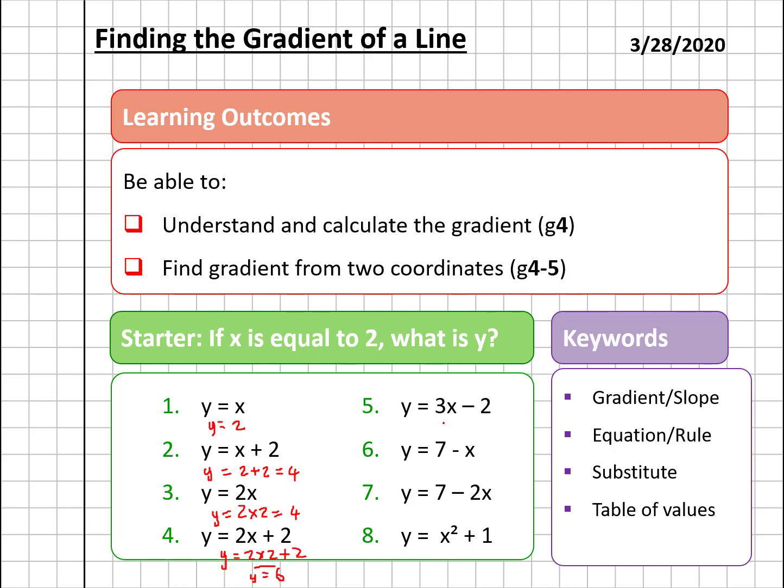3 times 2 minus 2, so y equals 4. 7 minus 2, because we're substituting the x, is 5. Y equals 7 minus 2 times 2, that's 7 minus 4, that's 3. 2 squared plus 1, so that's y equals 5.